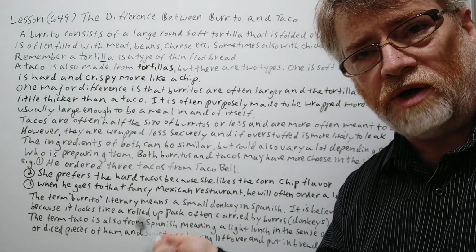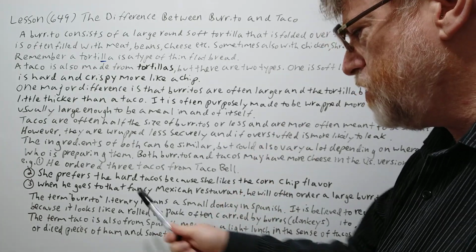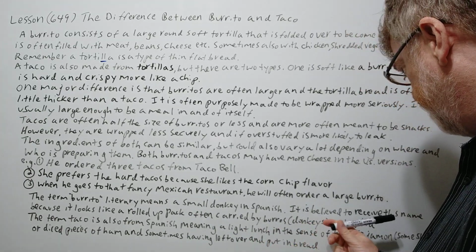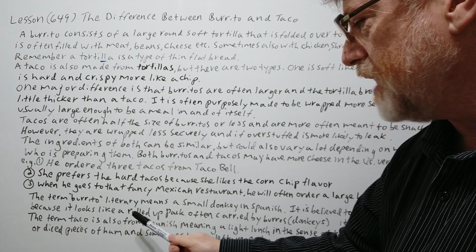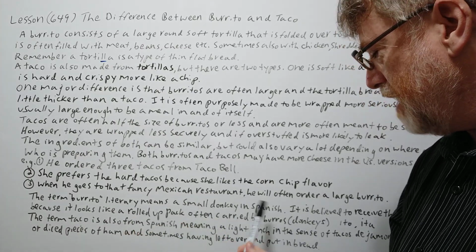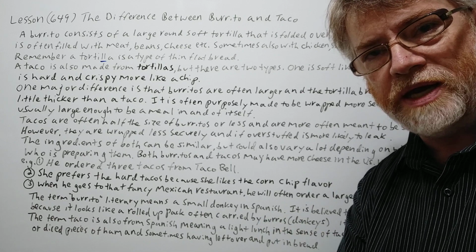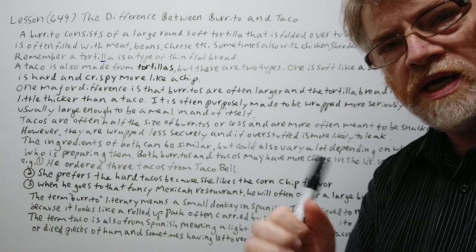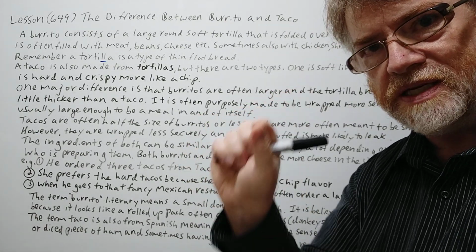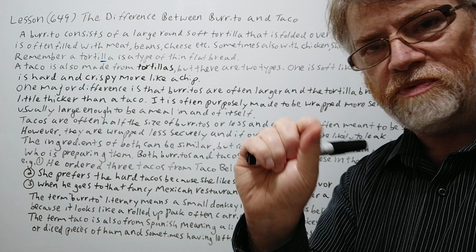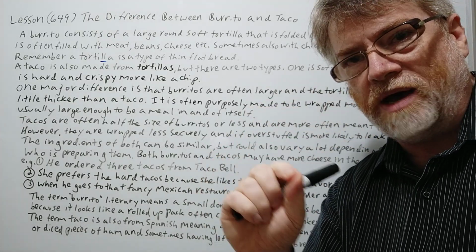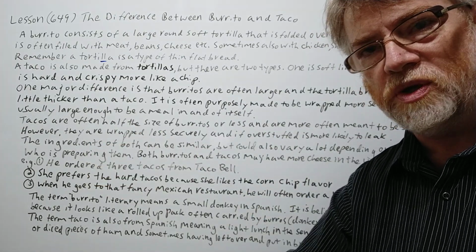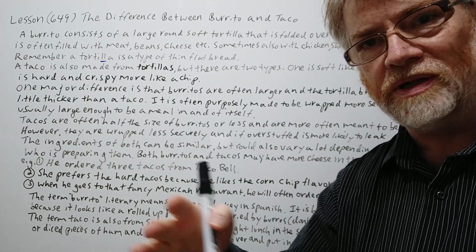You could also note this. It might help to understand it more. The term burrito literally means a small donkey in Spanish. It is believed to receive this name because it looks like a rolled up pack, often carried by burros. Now, in Spanish, burro means donkey. And if you know Spanish, they have a diminutive suffix of ito or ita, depending upon if it's a masculine or a feminine noun. That always means that it's small. It's a diminutive that means something is small. So burrito means a small donkey.